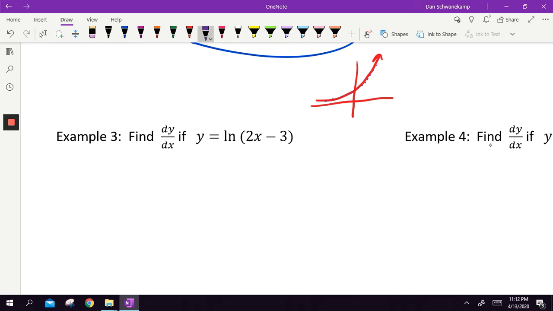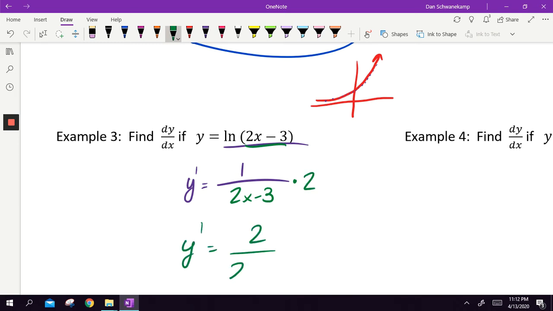dy over dx, we're finding the derivative of natural log of 2x minus 3. So we're finding y prime. What's the derivative of natural log? Well, the derivative of natural log is 1 over the baby, times the derivative of whatever is inside the parentheses, times the derivative of the baby. The derivative of the baby is 2. So y prime is going to be equal to 2 over 2x minus 3. Done.